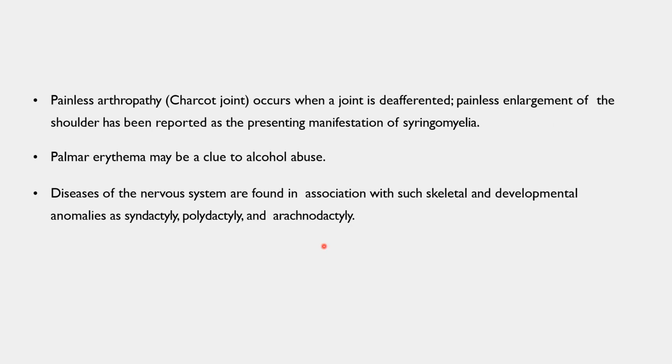Painless arthropathy, as all of you know, occurs in diabetes or any large fiber involvement neuropathies. This is called Charcot joint, which occurs whenever the joint is deafferented due to neuropathy, causing painless enlargement of the joints. This is characteristically seen in syringomyelia. Initially, it will occur in the shoulder joint. Palmar erythema, all of you know, is seen in chronic alcohol abuse or chronic liver cell failure, a sign of liver cell failure. Diseases of the nervous system that are associated with connective tissue disorders will cause abnormal body proportion, syndactyly, polydactyly, and arachnodactyly also.